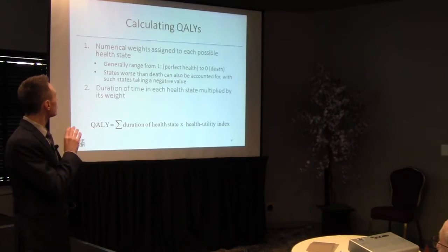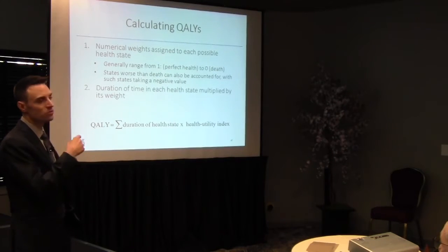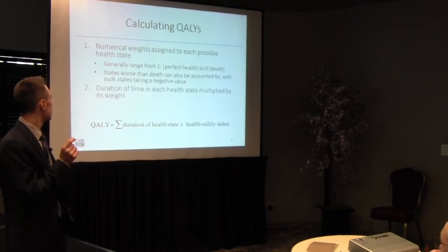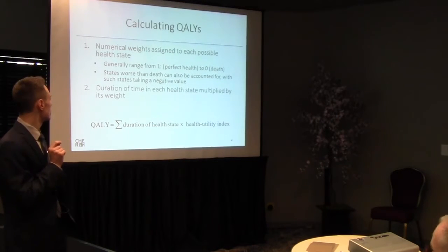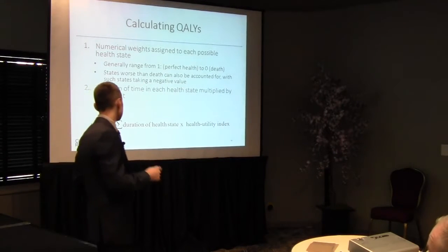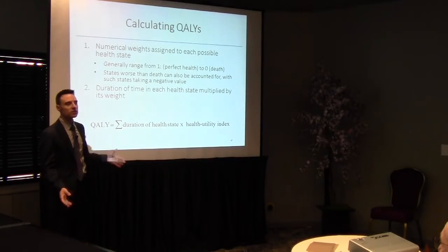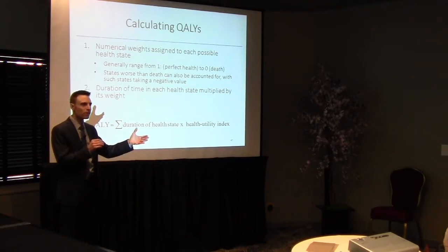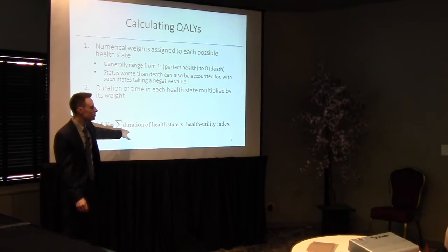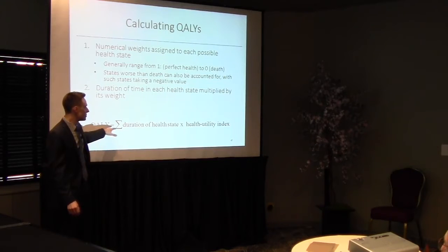Like I said, we have these weights associated with each health state. Generally, the range is from perfect health, which is a 1, to 0, which is death. As I mentioned, we can value states worse than death depending on the instrument that's used. This is basically how we calculate the quality. We take these assessments. Let's say we're doing a trial, we'll assess health-related quality of life at multiple points throughout the trial. Then we weight that by the utility associated with the state they were in at that point and sum those up.